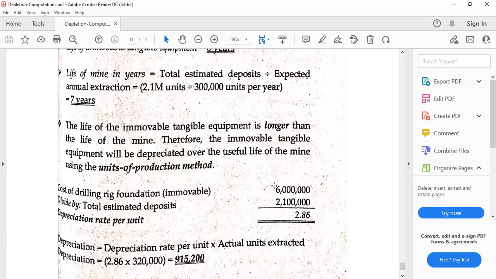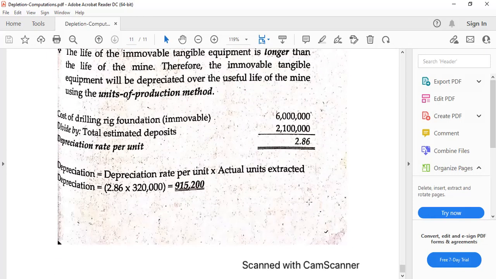6 million divided by the total estimated deposits, that's 2.86 per unit. Normally, we round off to the nearest two decimal places if there's no instruction on what decimal places to use, and if it's not going to be exact. Like a while ago, we had 0.552, three decimal places, because it's really exactly 0.552. But if it is not exact, like there are many decimal places, we use two decimal places.